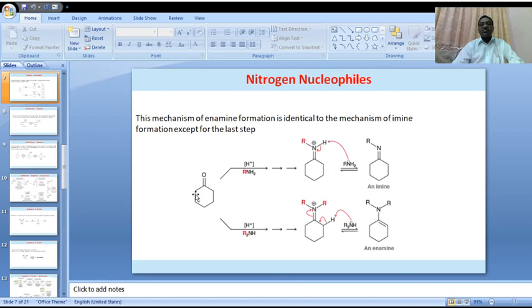Carbonyl compounds on reaction with primary amines give imines. Please remember, only the last step is different. The remaining steps are all identical. That is enamine and imine formation with the use of nitrogen nucleophiles.